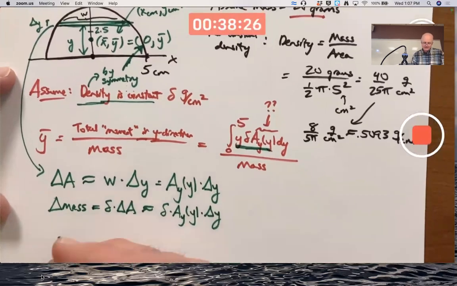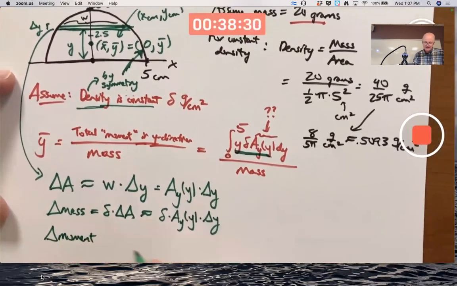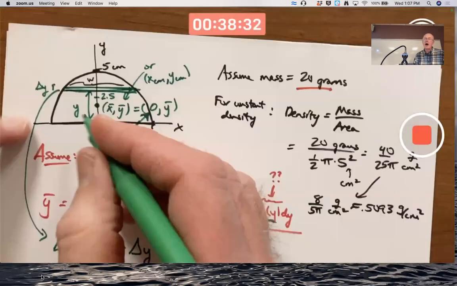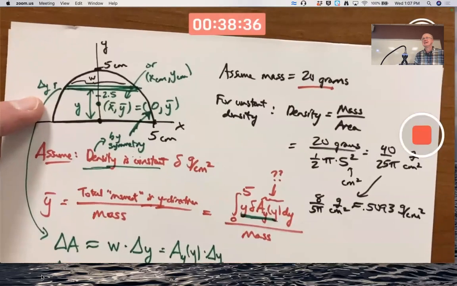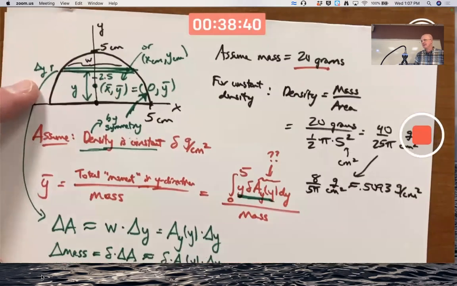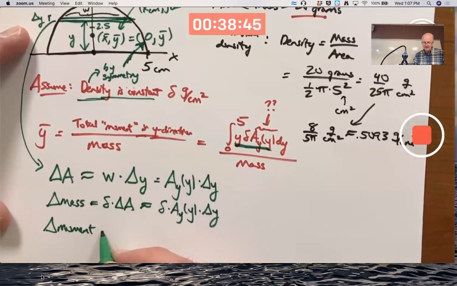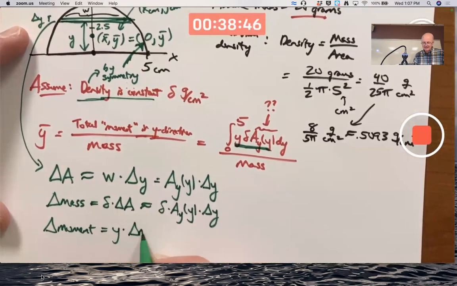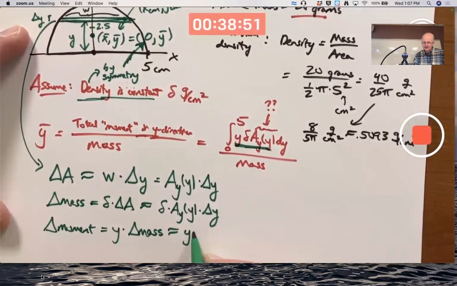And then the moment, the small moment of the thin slice, is to take that small mass and multiply by y. That's what the moment is. It's not saying the reason for the name moment. It's just what it is. It's y times the small mass. That'll be approximately y times delta times a sub y of y times delta y.